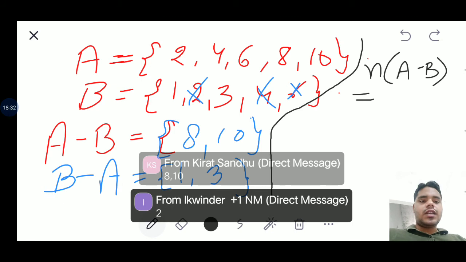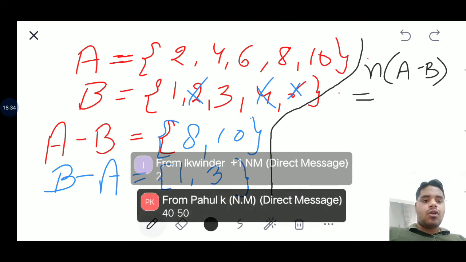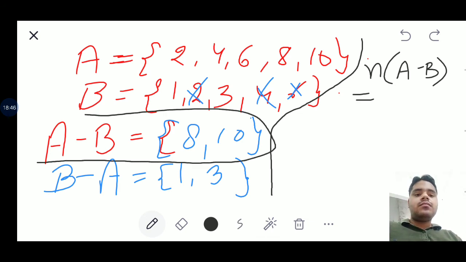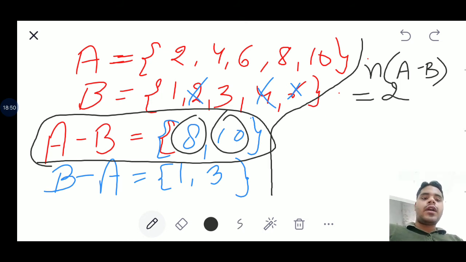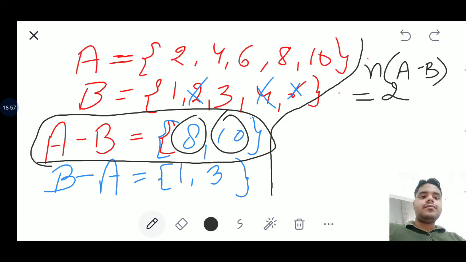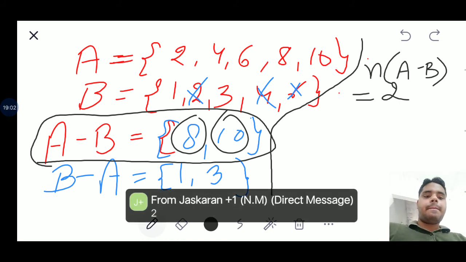Good Kirat, right. This is not right. Pahul, wrong answer. Ikwinder, good answer. Good. Pahul, you are writing 40 or 50. How? Just count the elements in A minus B. How many elements are there? 1 and 2. So this is the 2 answers. How can we write 40 or 50? Is it clear, everyone? Yes, just correct.